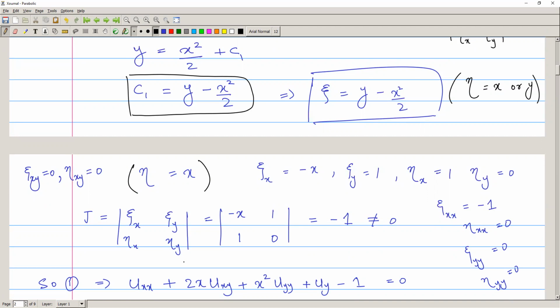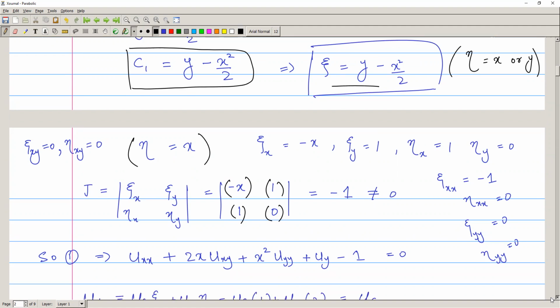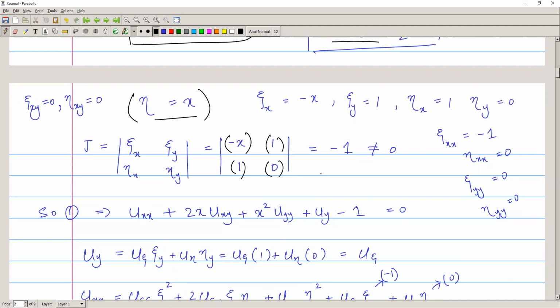So I'm solving for the Jacobian. Psi x will be what? From here, if we differentiate with respect to x, it will be negative 2x over 2, so we're left with negative x. That is psi x. Then psi y will be equal to 1 when we differentiate with respect to y, right? And then eta x will be 1 because eta is equal to x, and when we differentiate with respect to x, we get 1, and eta y is 0, right? So it's simpler. This multiplied by this 0 minus 1 into 1 gives minus 1, and that is not equal to 0, so we are done. Our choice is perfect, because the Jacobian is not equal to 0.